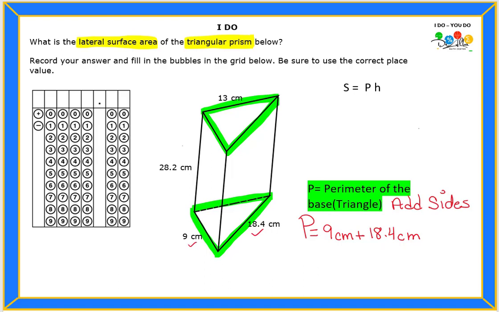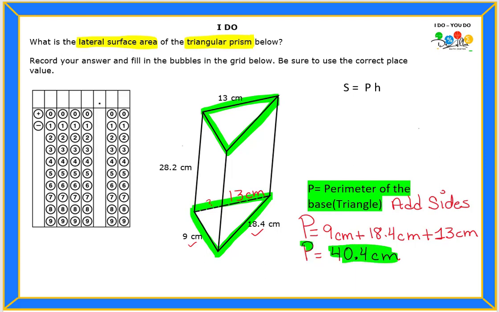And I'm missing one more side, which is this one over here. What's the measurement for that one? If you look at the triangle on the top, it's 13 centimeters. Therefore, this side should also be 13 centimeters, because remember, we agreed that bases are congruent. So if I add up all my sides, 9 plus 18.4 plus 13, I will get 40.4 centimeters. And that is my perimeter.